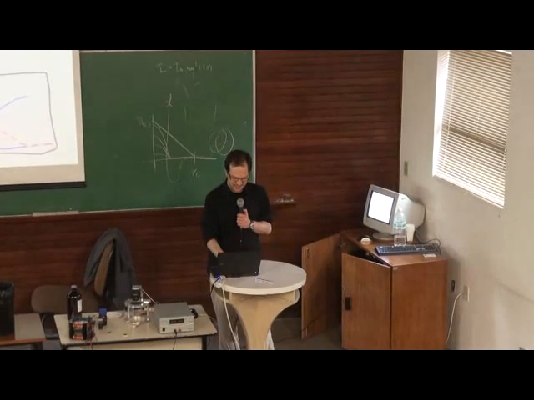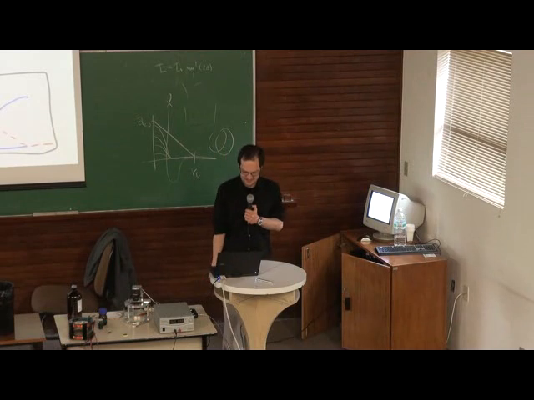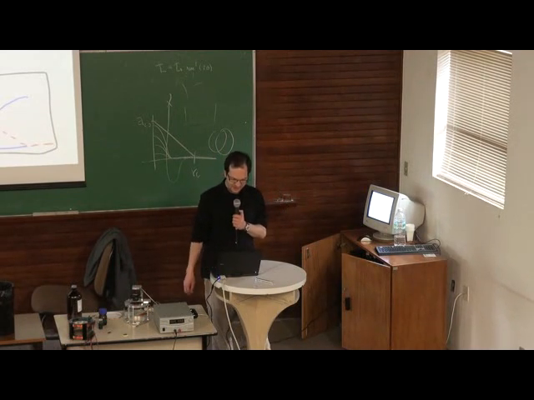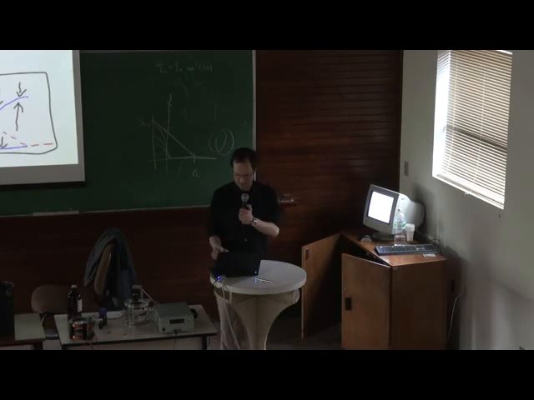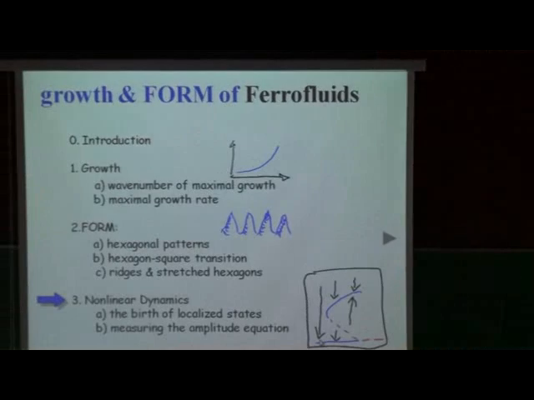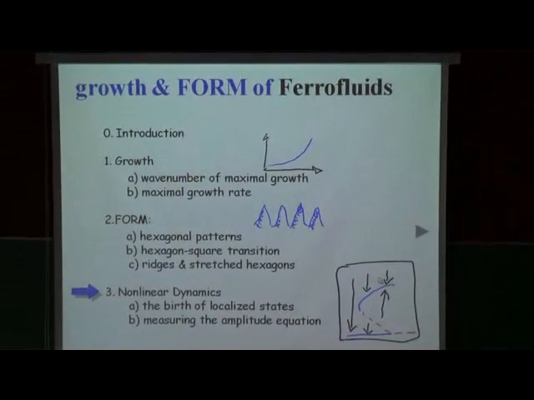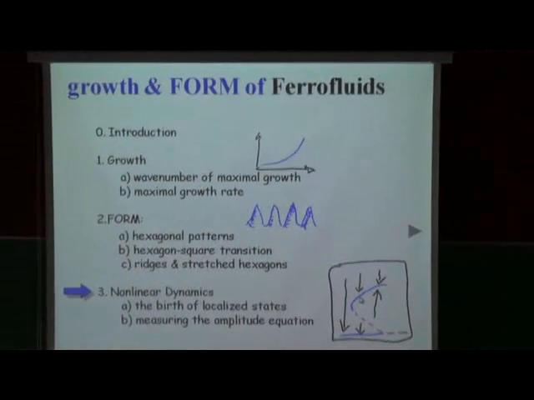First part, A, is the burst of localized states, and the second part is measuring the amplitude equations. So, here you have this kind of stability diagram. It's actually a bifurcation diagram, and now we are going to see how these systems behave apart from this saturation value.